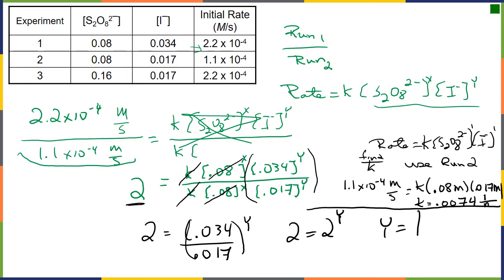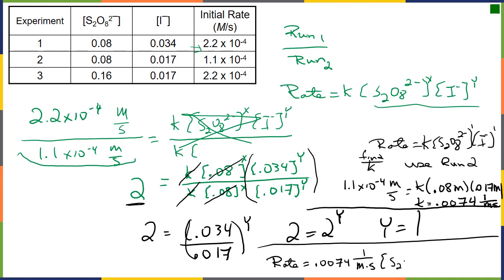1 over molar second. I know that's hard to read, so I'm going to go down here and do it one more time. And our final equation is that rate is equal to 0.0074 units of 1 over molar seconds times the concentration of S2O8 2- times iodide to the first power. And this is the rate law. And the rate law has to be experimentally determined, and you have to have a k, and you have to have the units on the k.